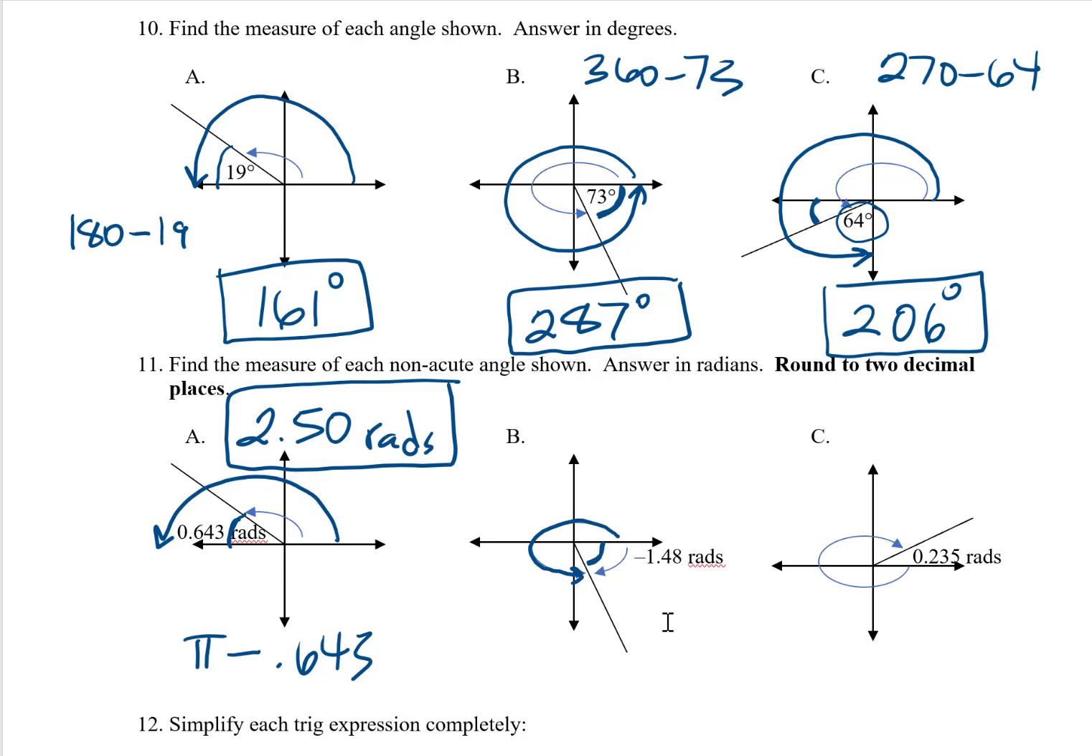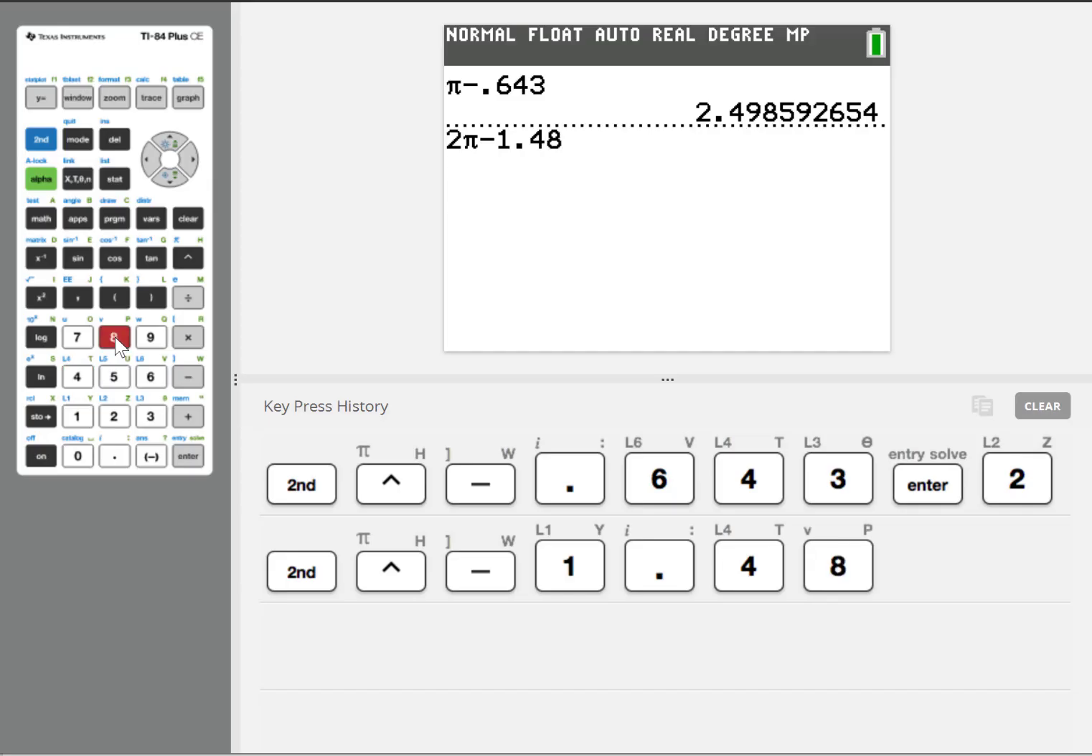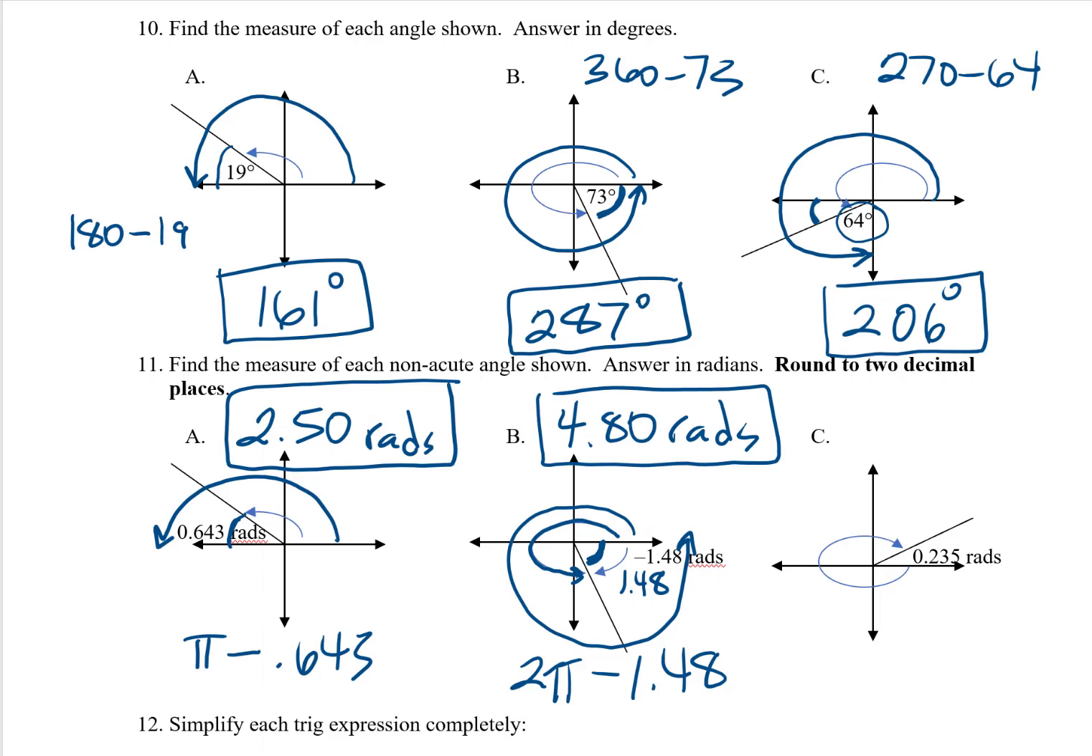If I just think of this more as a reference angle, then it would measure positive 1.48 radians. I know that it's 2 pi to get all the way around. So if I just take 2 pi and subtract off the 1.48, then we should have what we want. Another way I could have thought of it is 2 pi plus the negative 1.48. We'll get that in the calculator, and it looks like we have 4.80 radians.